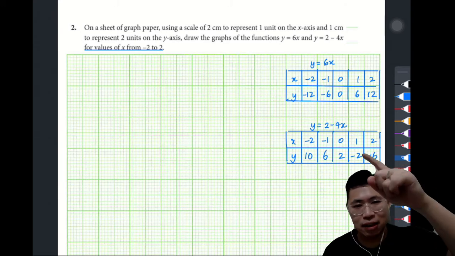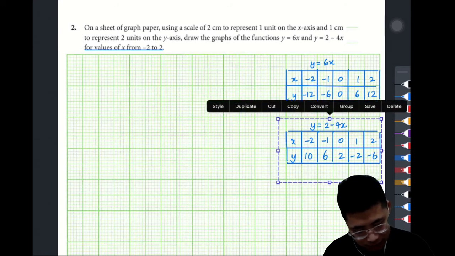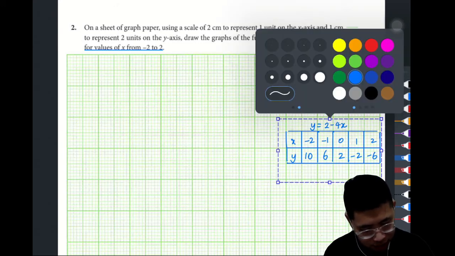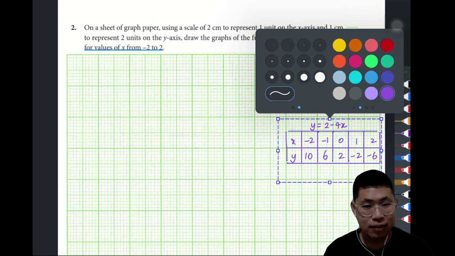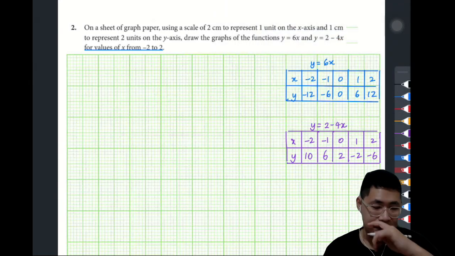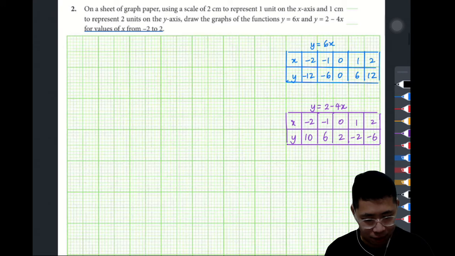Okay, so the first set would be, let me just change this to another color to differentiate the graph. I'm just going to use purple for the second graph. Okay, now back to this. Let us try to find the range of values of x and y. I'm going to look at the vertical one first. Oh yes, before we do that, let's jot down the scale.